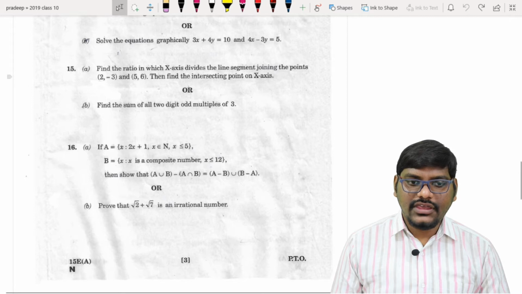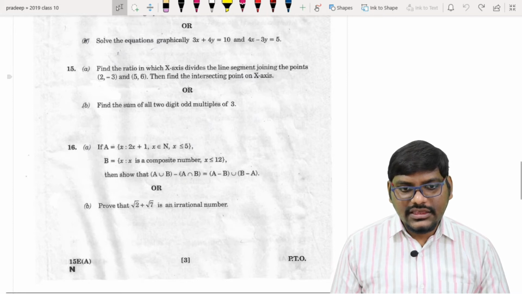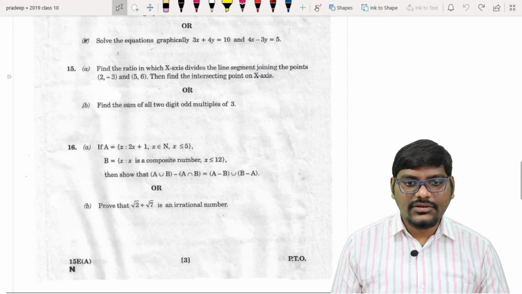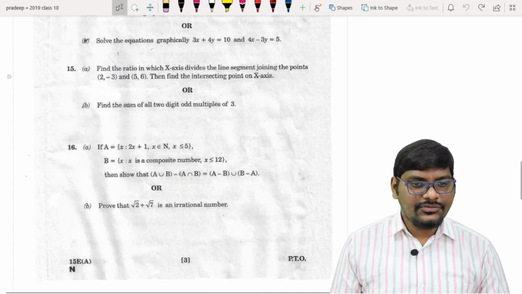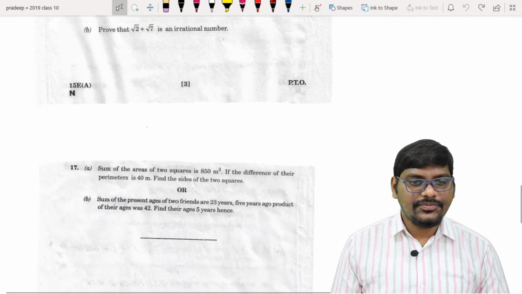16th one, if A = {x : x ∈ N, x ≤ 5}, where N is the set of natural numbers here, so x is less than or equal to 5. B = {x : x is a composite number, x < 12}. Then show that (A ∪ B) - (A ∩ B) = (A - B) ∪ (B - A). One more question, prove that √2 + √7 is an irrational number.